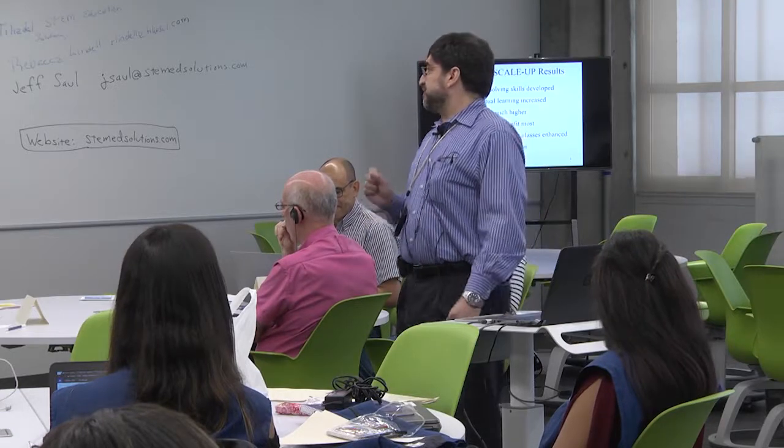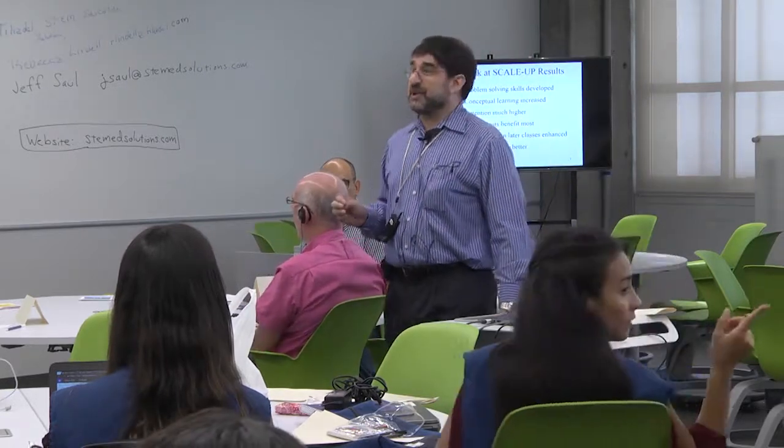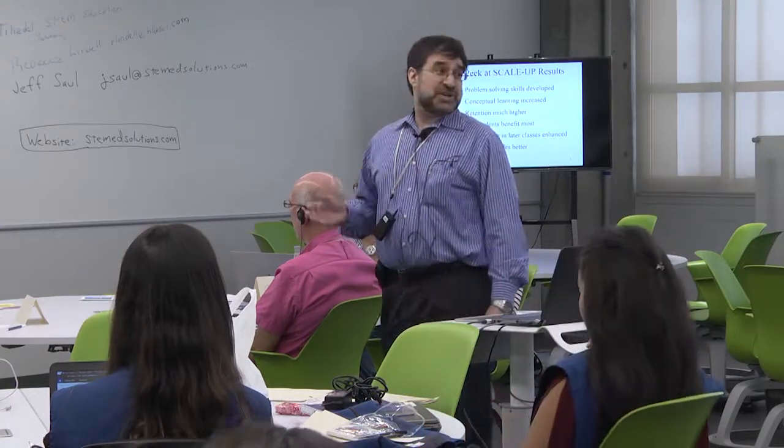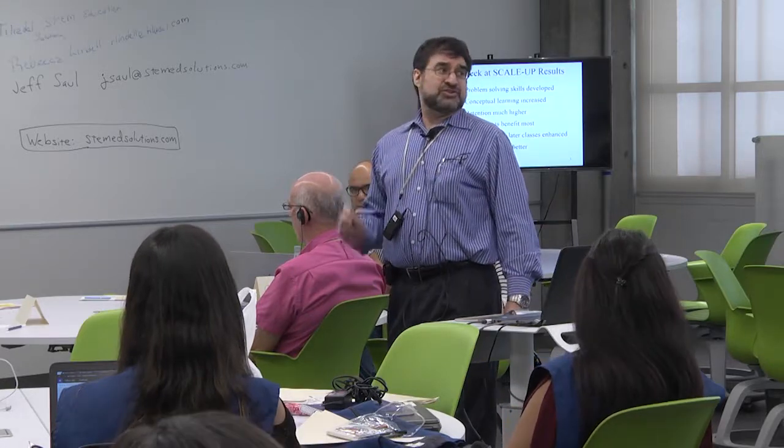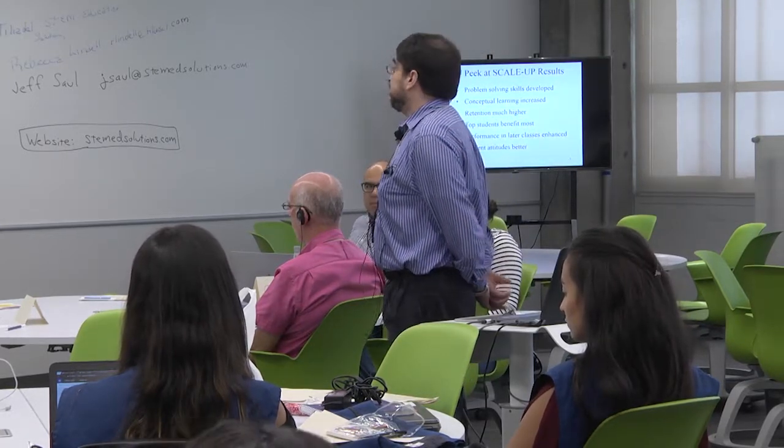The worst attendance we've seen for a scale-up class, even one held at 7:30 in the morning, is 85% average attendance throughout the term. 90% or better is more typical. So attendance is enhanced, whereas in lecture classes, a good average would be 70% for the same classes. We also, from observers looking at our classes, found that our students were asking more questions and better questions during class. And then we also got more positive responses when we did focus group interviews and surveys. So those are the reasons you might want to do a scale-up class.